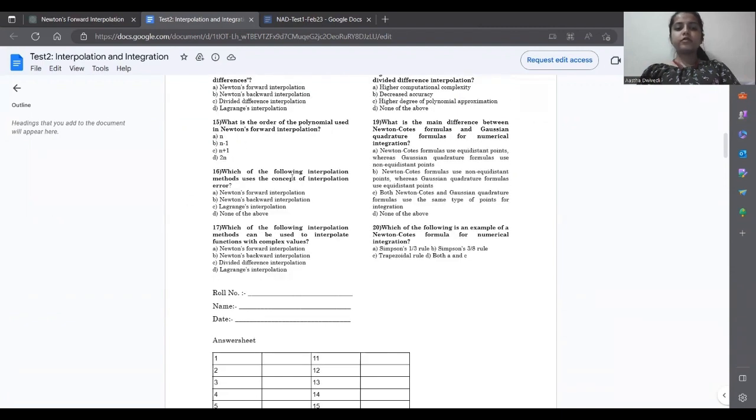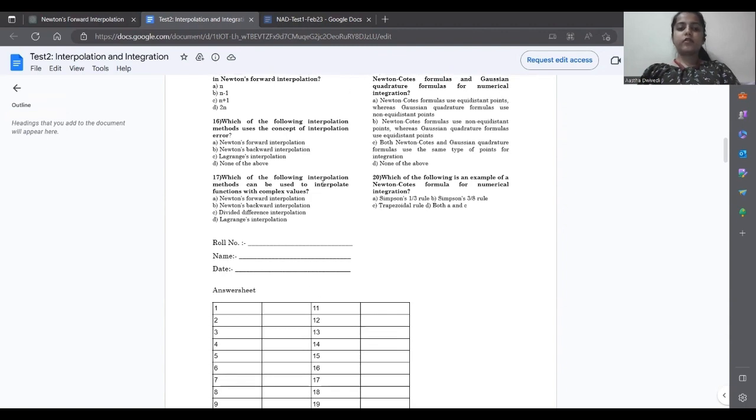Next question. Which of the following interpolation method use the concept of interpolation error? Newton's forward interpolation, Newton backward interpolation, Lagrange interpolation, none of these. So the correct answer is C, Lagrange interpolation.